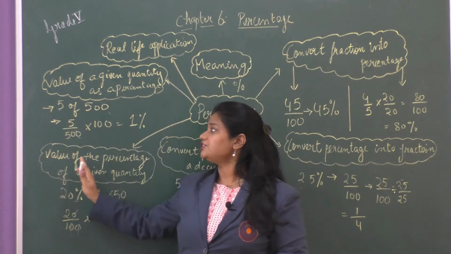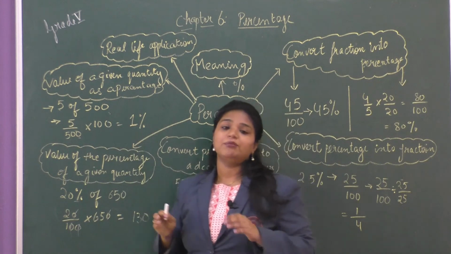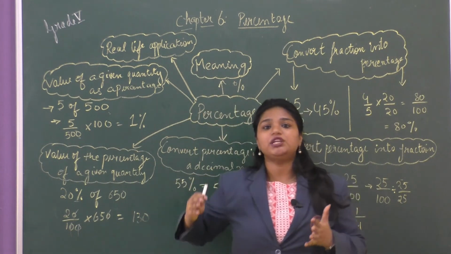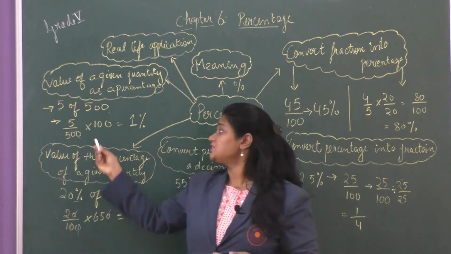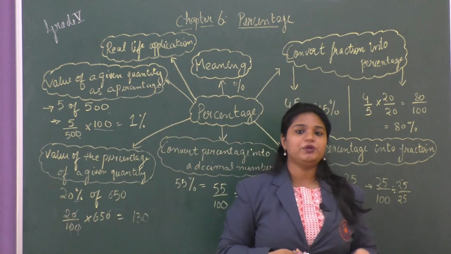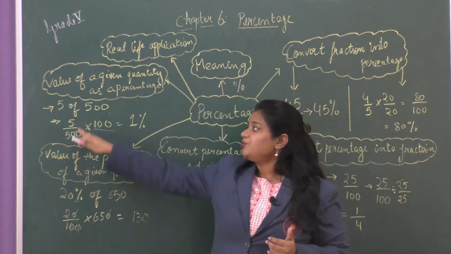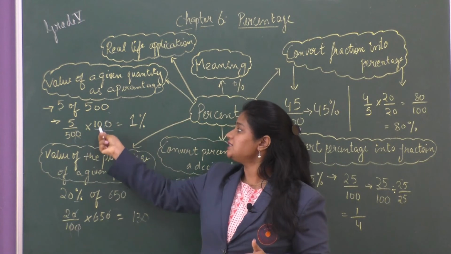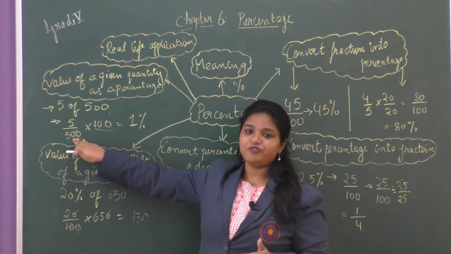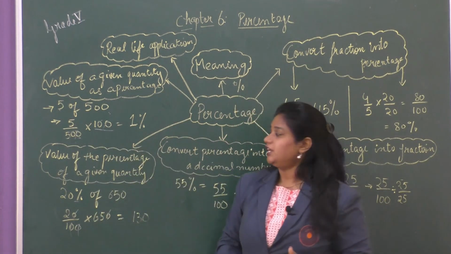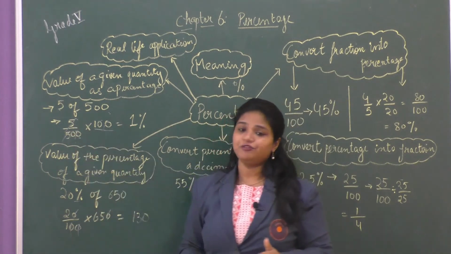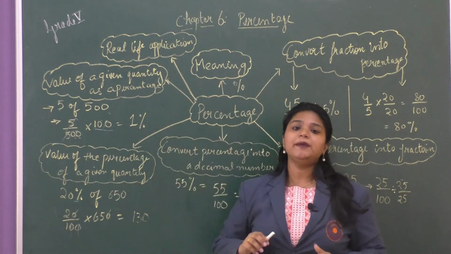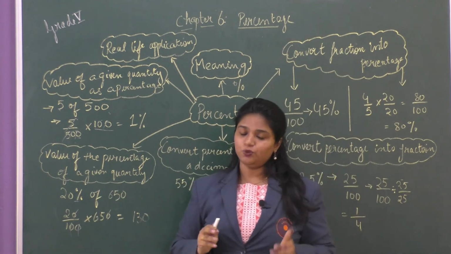You will multiply this fraction with 100. Why? Because we are converting a fraction into a percentage. Whenever we need to convert something into percentage, we directly multiply it with 100. So 5 upon 500 into 100. We will simplify this. We can cancel the zeros of 500 and 0 of 100. Now we can cancel 5 and 5. We are left with 1. So 1, and we will put the percentage sign along with 1.